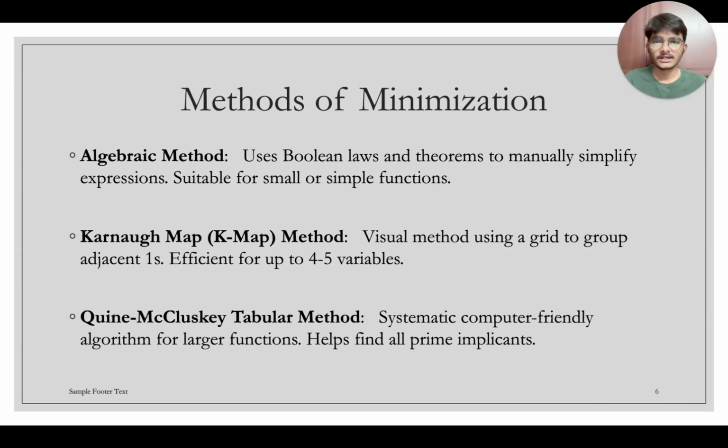Coming to the next slide, methods of minimization. There are three types of methods: the algebraic method, the Karnaugh map, and the Quine-McCluskey tabular method. The algebraic method uses Boolean laws and theorems to manually simplify expressions, whereas Karnaugh maps use a visual method with a grid to group adjacent ones, efficient for up to 4 to 5 variables. We will look into that in upcoming slides.